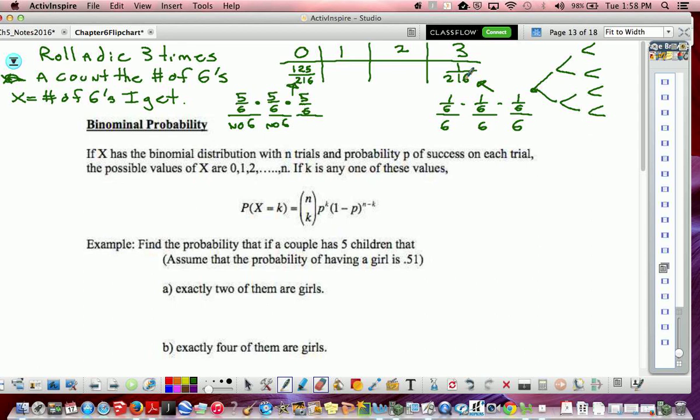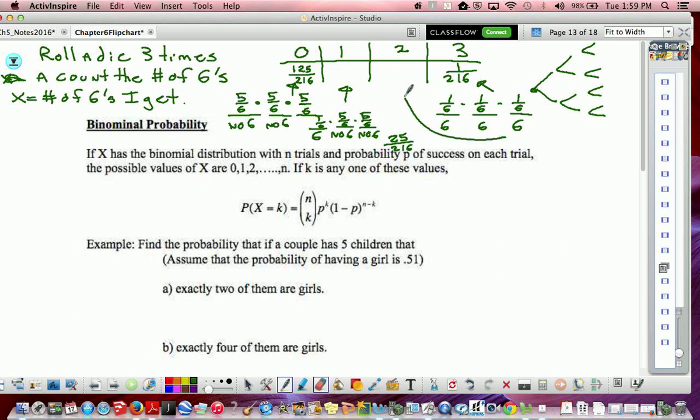Now I have the other 2 outcomes to figure out. This is getting one of them to be 6. So you might be thinking like this: 6, no 6, no 6. So that would be 1/6 times 5/6 times 5/6. When I do that, I get 25 out of 216.